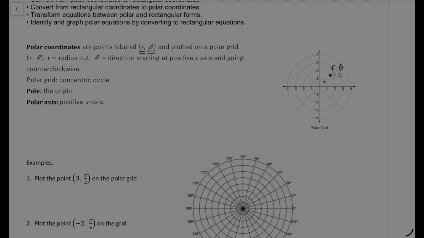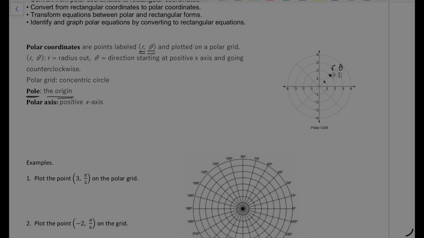A couple other things. We still measure the angle, the direction piece of it, the angle in which we are going. We still measure it the same way we have been used to, starting with the positive x-axis. A couple other vocabulary things: the pole is the origin, so the (0, 0) location, and the polar axis is the x-axis.